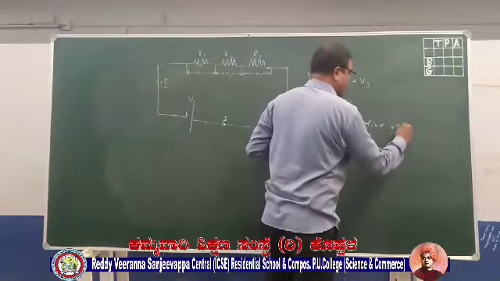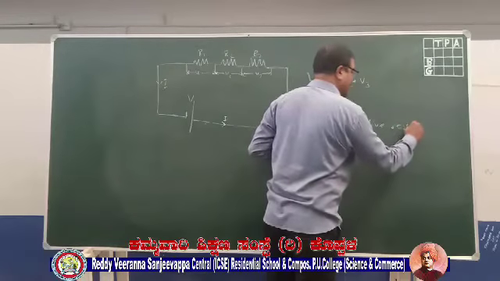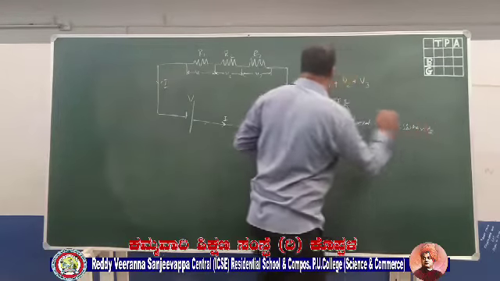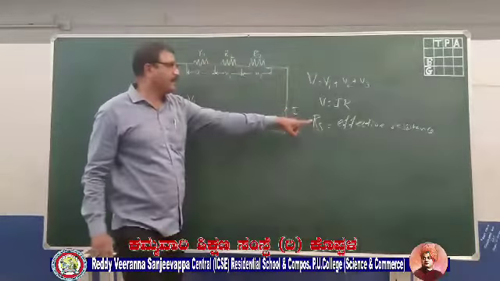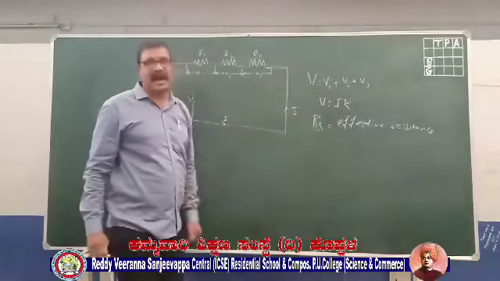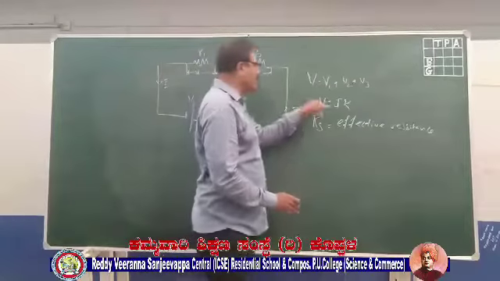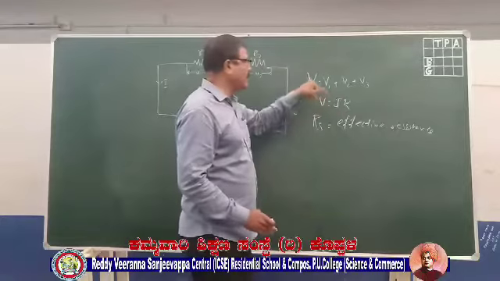Effective resistance. What is effective resistance? The total resistance of the combination is called the effective resistance. That I have denoted with RS. Okay, then let me replace this V.